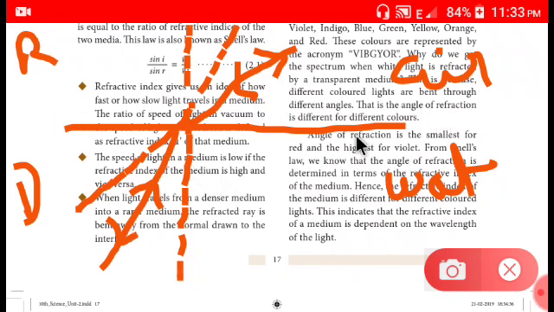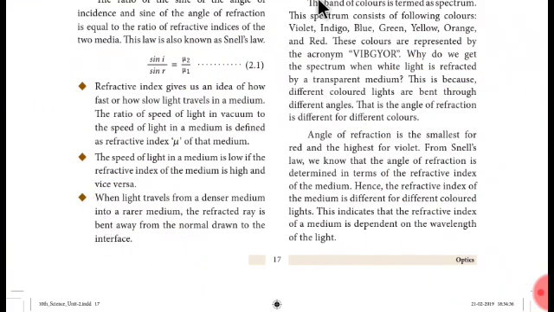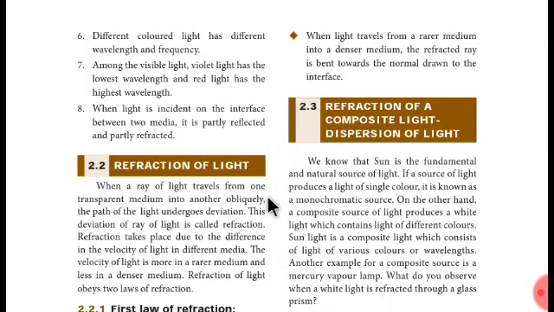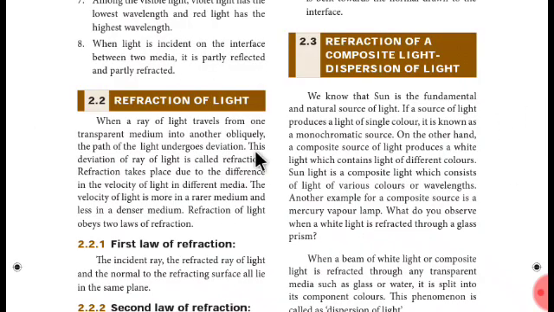Just take air and water, use the concepts, and you will get what is happening in the last two points. And that's the session today. In the next section we will be discussing refraction of composite light, dispersion of light, these things, very easy things, but we will be doing it later on.